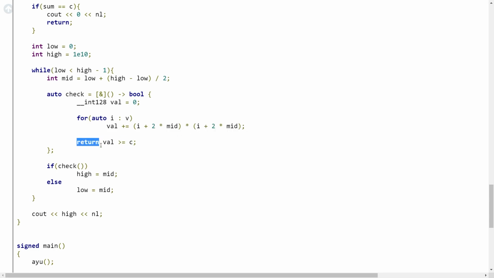I multiplied by the same value so that I can take its square. Now if this particular value is greater than or equal to c, then I can just return true based on this expression. Otherwise it will automatically return false. After this loop has been completed, since my high always stores the correct or a valid value, I can just print high. So this was all about this problem.